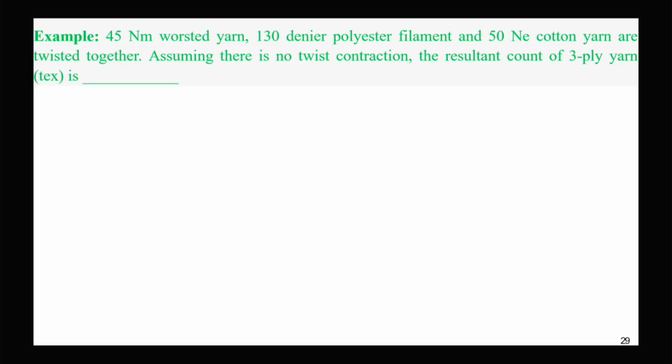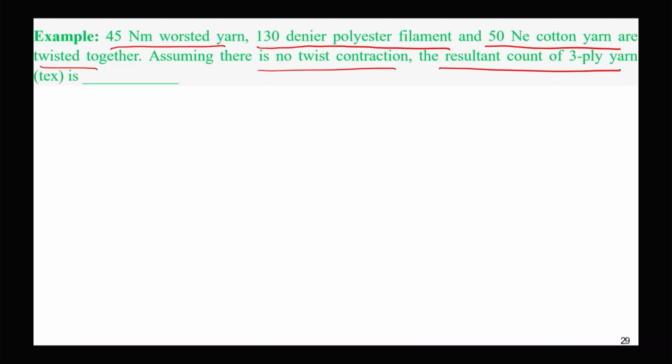Okay. Now try to see: 45 Nm worsted yarn, 130 denier polyester filament, 50 NE cotton yarn are twisted together. Assuming there is no twist contraction, find the resultant count of the 3 ply yarn in tex. So what we have to do, as it is asked for tex, it will be better to convert all the linear densities to tex.